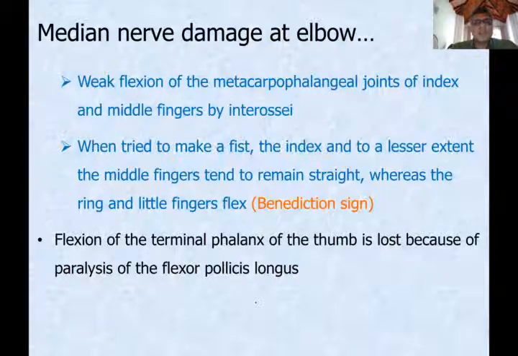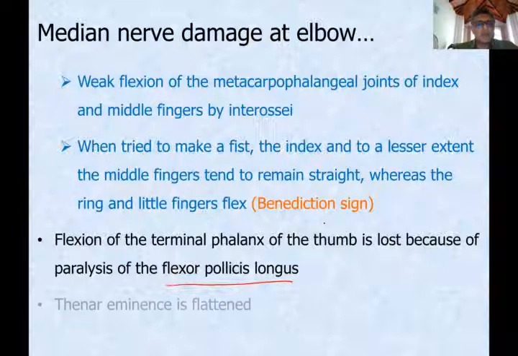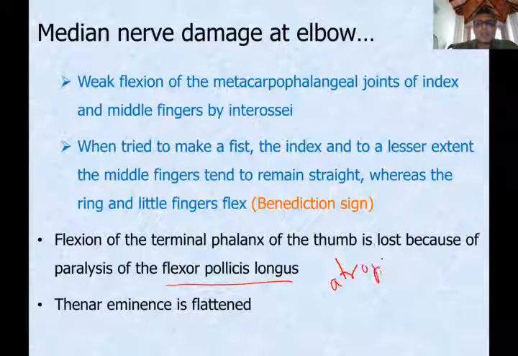Then the flexion of the terminal phalanx of the thumb is lost because of the paralysis of flexor pollicis longus, another long flexor muscle supplied by the median nerve. So the thumb is kept straight, and the thenar eminence is flattened because of the atrophy of muscles. I told you about atrophy. When the muscles become smaller and smaller due to lack of nerve supply, you call it atrophy. Atrophy can be due to other reasons as well. So then the thenar eminence, the prominence, is lost.